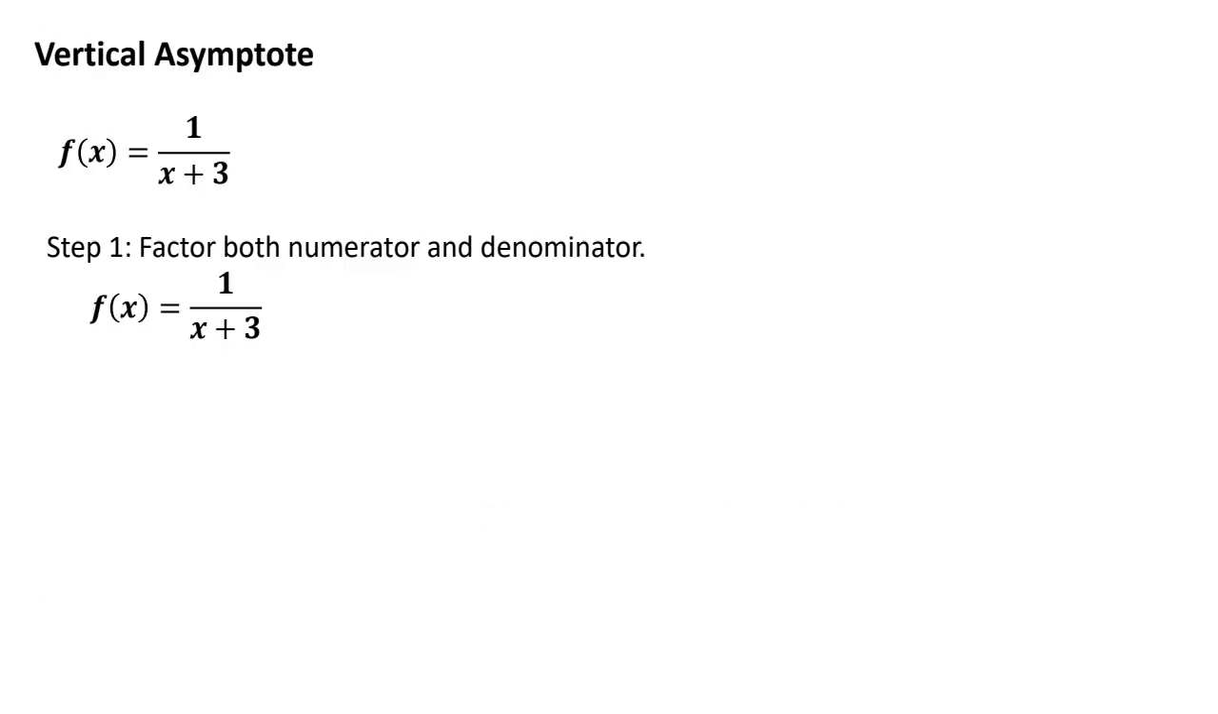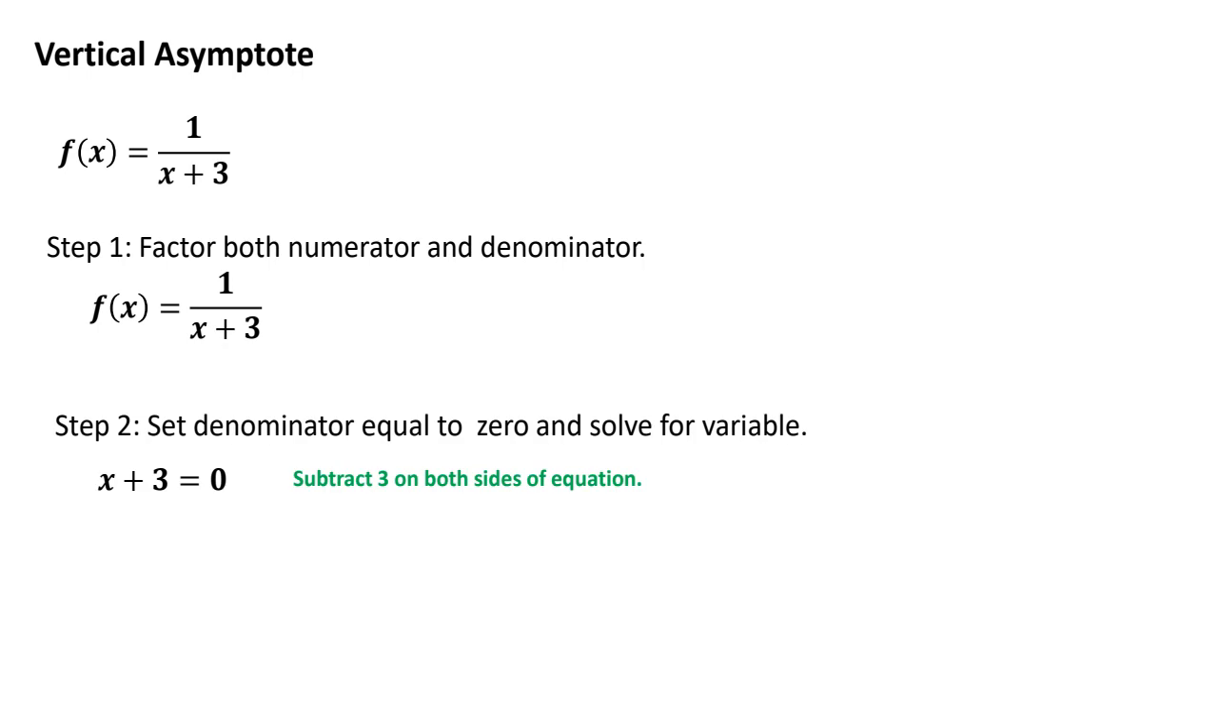So if we look at our example that we have just been working on, we need to factor both the numerator and denominator. As we can see, our numerator is already completely factored. We cannot simplify that anymore. We have a value of 1. And same with our denominator. Our denominator is just x plus 3, so there is nothing that we can factor from it.